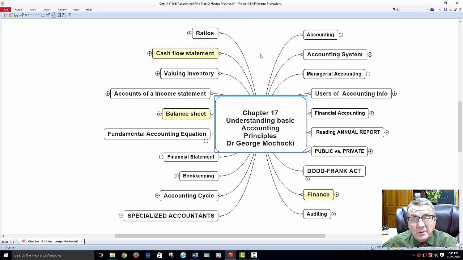Different specialized accounting, public versus private, what did the Dodd-Frank Act do, finance, a little bit about that, auditing, why is that important in the accounting system. So we covered everything else again. So we go into finance next week. So you're doing well. We're almost done. I think we have finance next week. We have banking, and I think investment. I think 3 more chapters, if I'm not mistaken, because we already did personal finance.